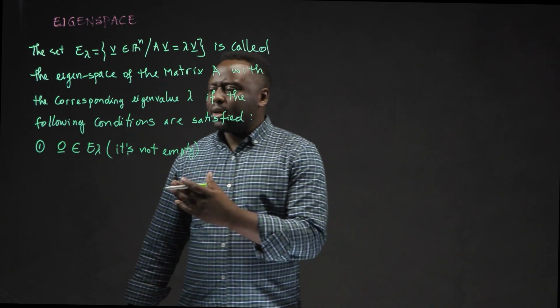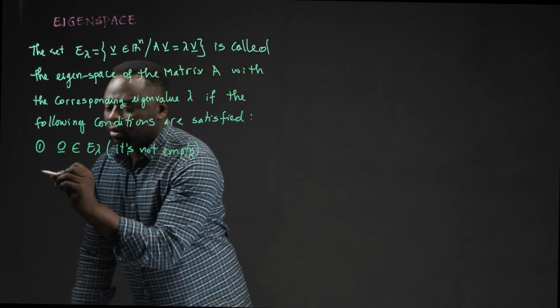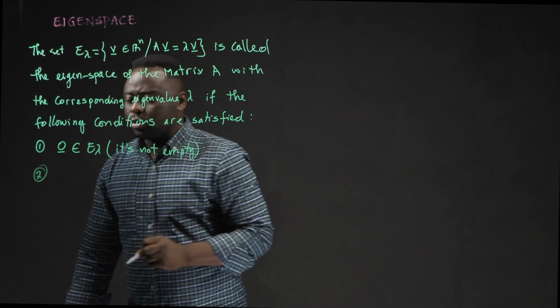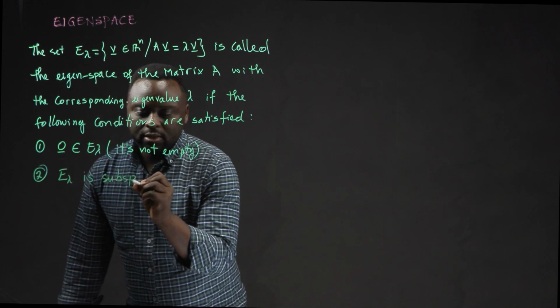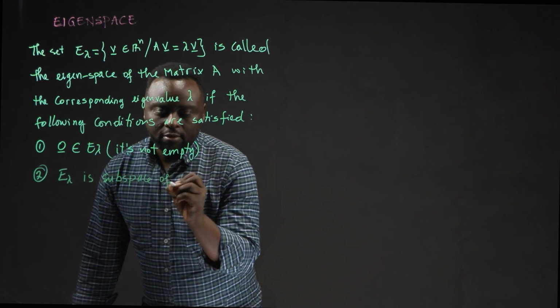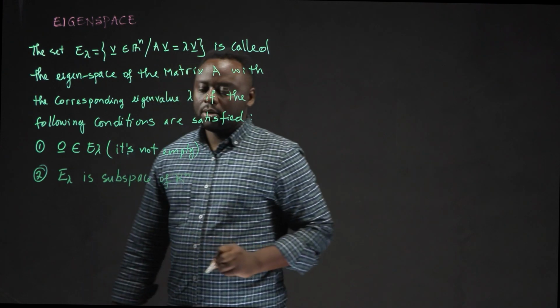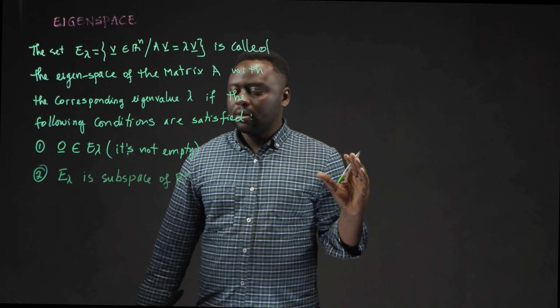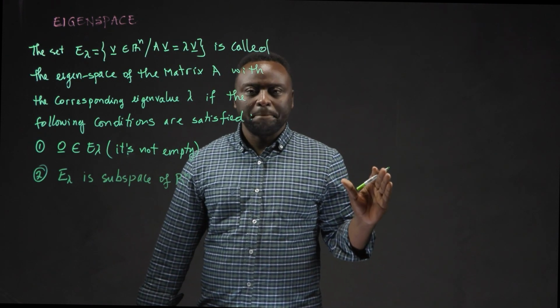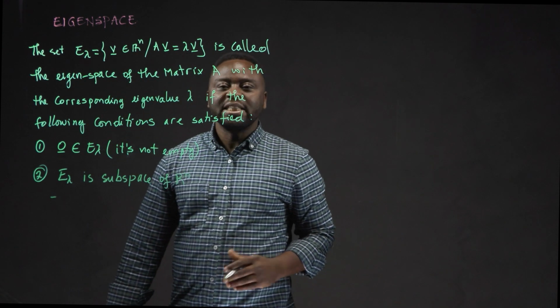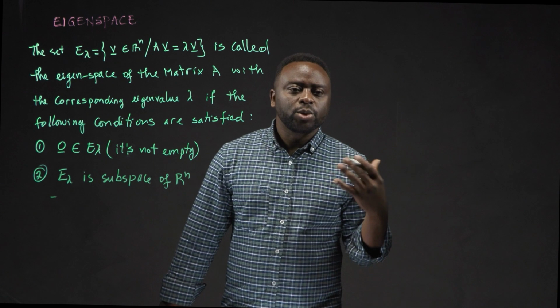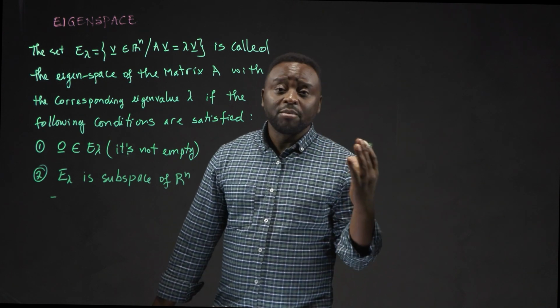Right. The second and the third step, I can put under these two and say that E lambda is a subspace of Rn. Okay. For the steps, a subspace requires two steps. The first step is to show that it is closed under vector addition, and the second step is to show that it's closed under scalar multiplication.